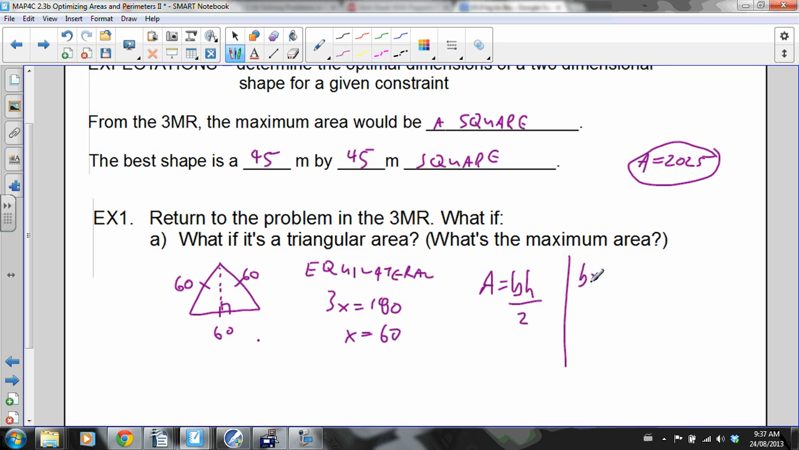I can see the base is 60. The height, well, I have to use the Pythagorean theorem, don't I? Good old Pythagorean theorem again. There's the height. This is half of the base, which is 30. And then I can use the Pythagorean theorem to find the height. Hypotenuse squared equals h squared plus 30 squared, 3600.